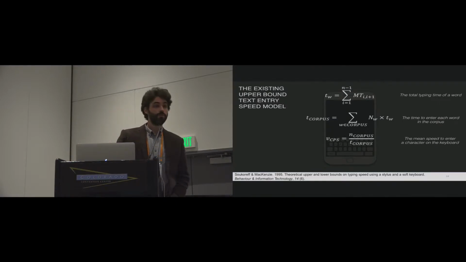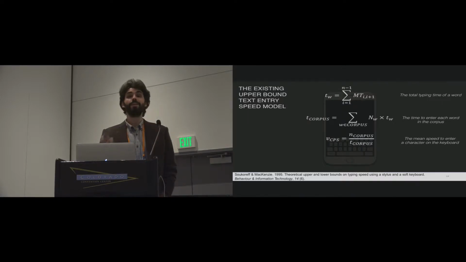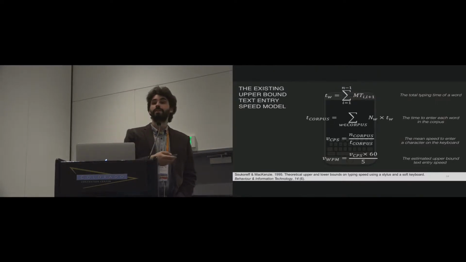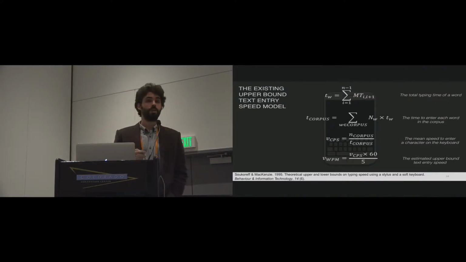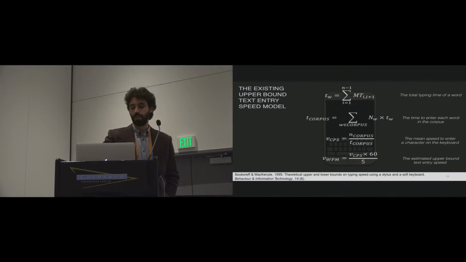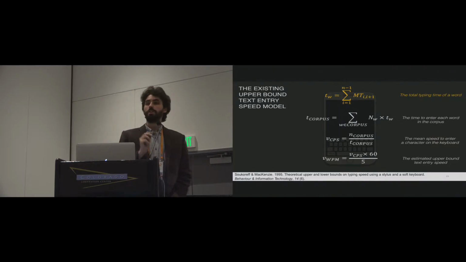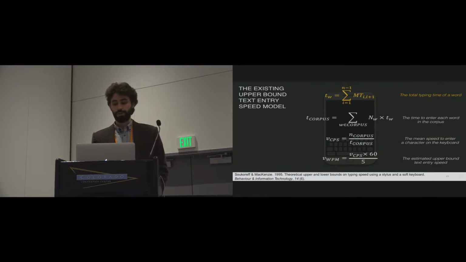And now we can use that information to calculate the mean speed for entering any character on this keyboard, which gives us an ability to estimate the speed of entering any word on the text entry speed on this keyboard. And the challenge here is that at the very beginning, we have this movement time that does not consider the changes in pointing behavior in response to costly errors.